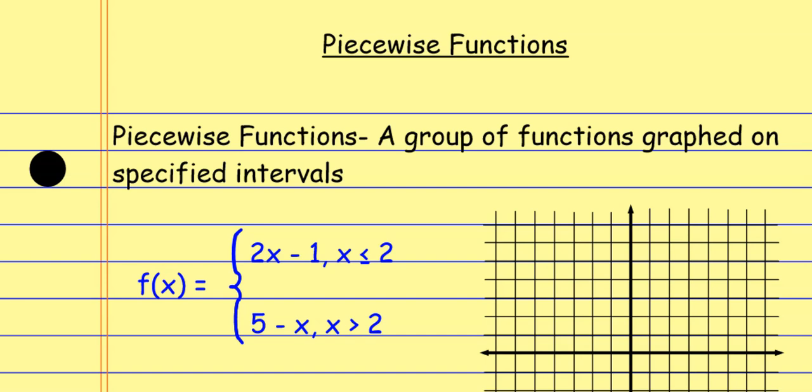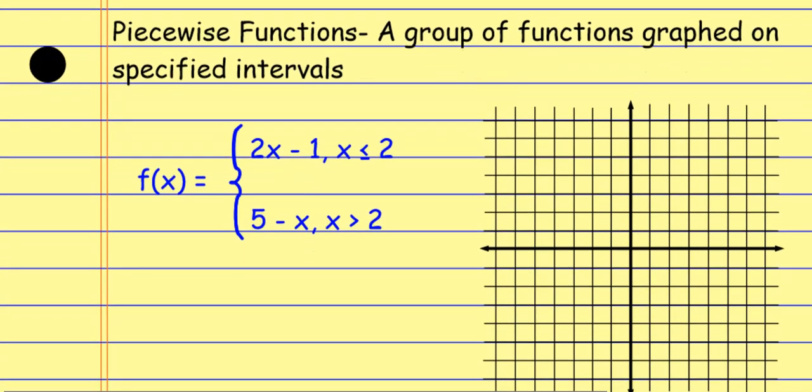So the piecewise function has two pieces. It has what we're graphing, and then it has the domain, which is where we're graphing it. All right, so piecewise functions are a group of functions graphed on specified intervals. In other words, I'm going to take one function and just graph part of it here, and then I'm going to take the next function and graph part of it here. So I'm graphing these things in pieces. So I'm going to have little pieces of a bunch of different functions, and together they're going to make up my piecewise function.